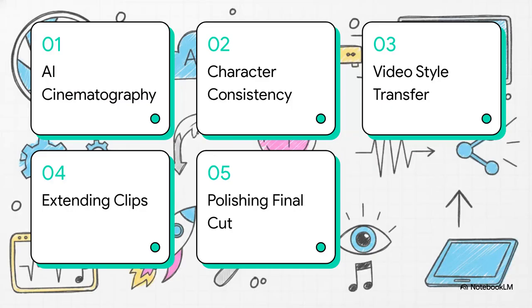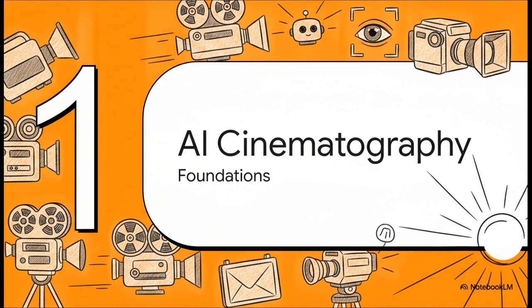Okay, let's dive into this roadmap. Today we'll be covering: 1. Foundations of AI cinematography. 2. Mastering character consistency. 3. Video-to-video style transfer. 4. Extending clips seamlessly. And 5. Polishing the final cut. Starting right off with Section 1, Foundations of AI Cinematography.